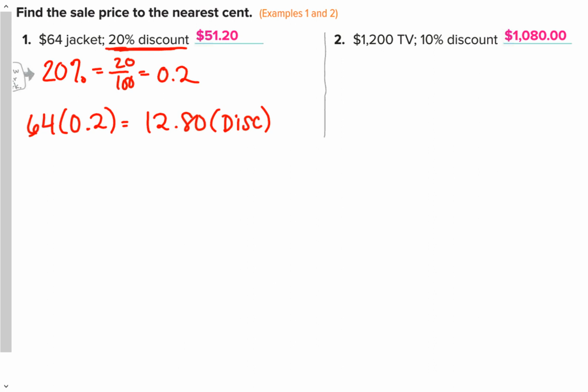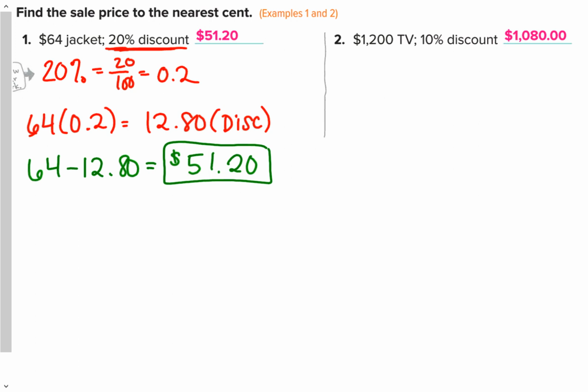Okay, and then the next step you have to do is subtract your discount. So 64 minus $12.80. That equals $51.20.